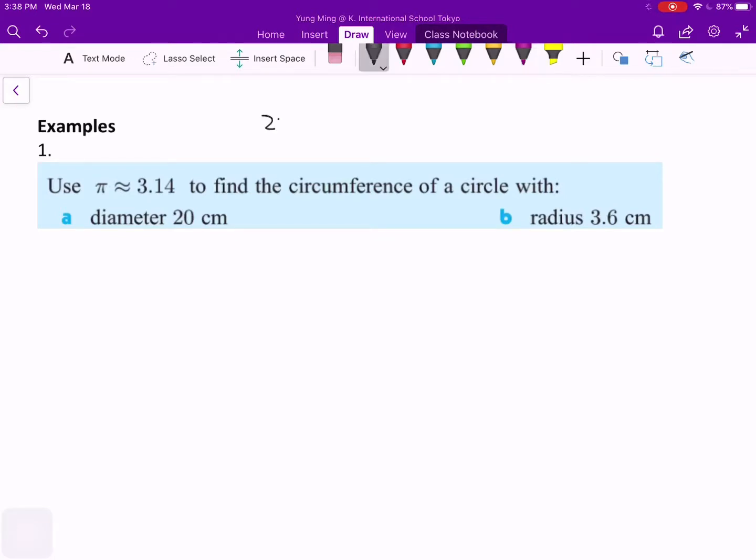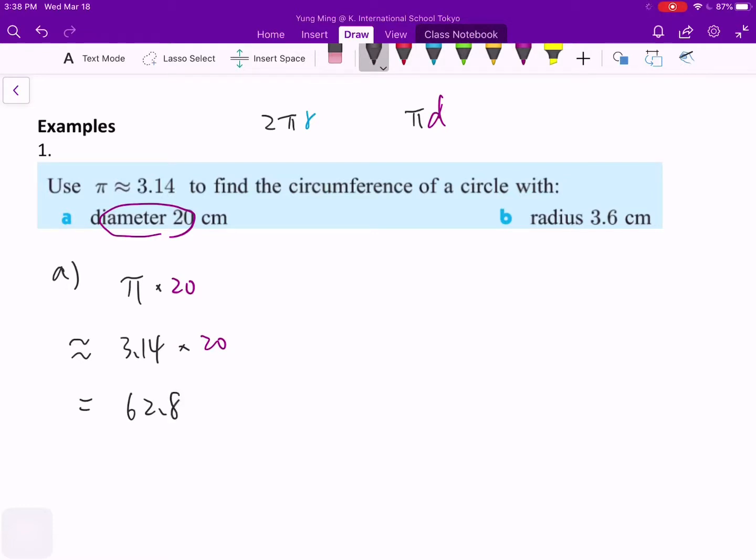So again, we can either use 2 pi r or we can use pi d, depending on which one we're given. The first case, we're given diameter, 20 centimeters, so we're going to plug into the pi d formula. So this is going to equal pi times d, d is equal to 20. But in this case, we're going to use pi equals 3.14. So we're going to have that as being approximately equal to 3.14 times 20. And this is going to give us 62.8 centimeters.